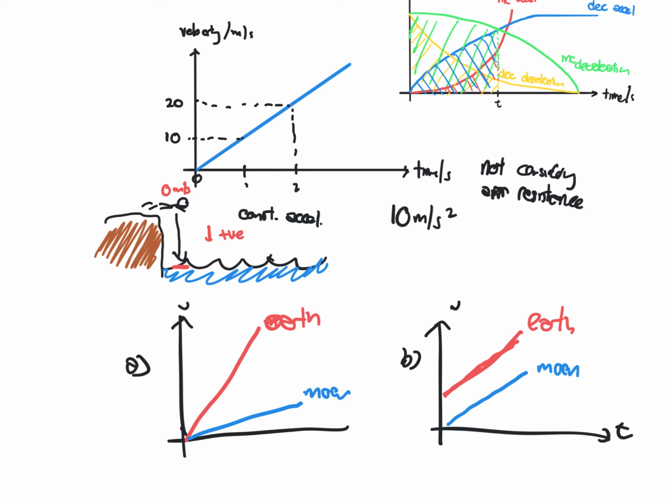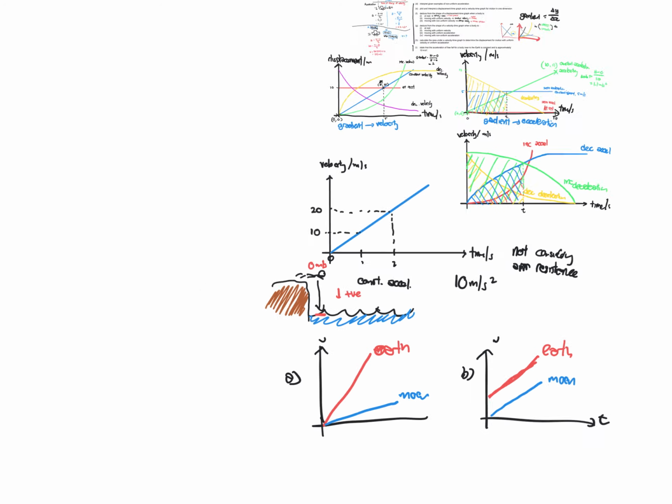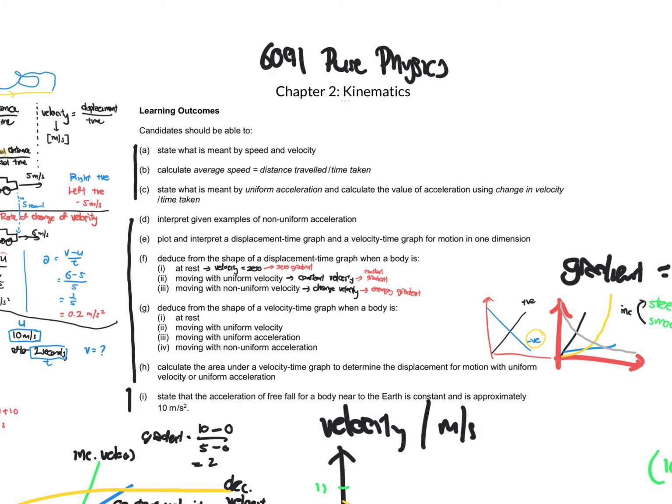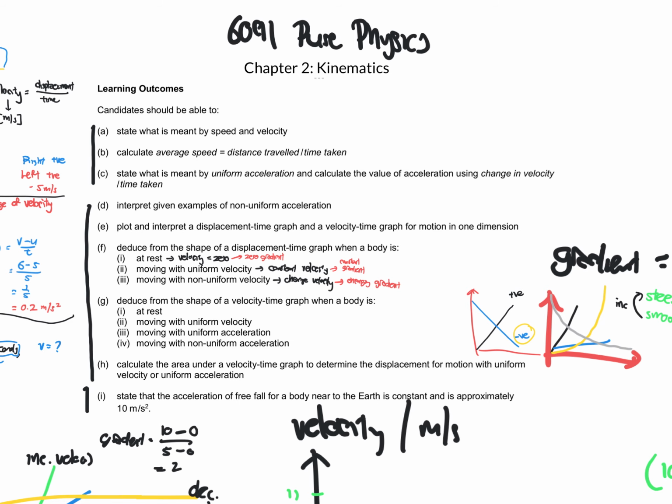Okay, that's most of the things that you should know. I don't think I really can cover more. It's already 38 minutes. But these are the main ideas you should know when it comes to kinematics. Talking about the descriptors of speed, velocity, acceleration, talking about the graphs, and then talking also about acceleration of free fall. And that should be 10 meters per second square.